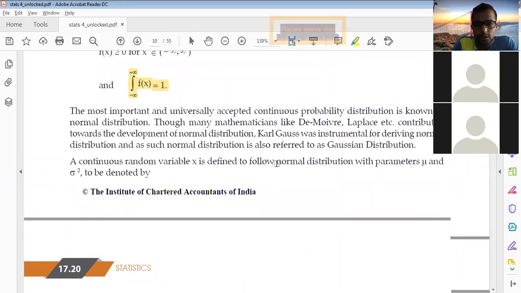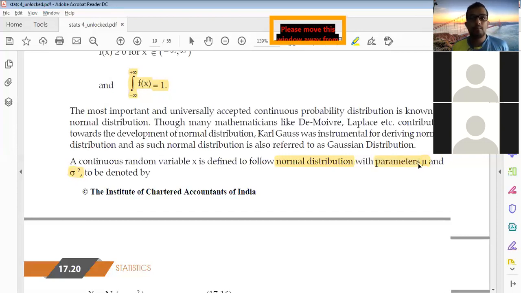Students, normal distribution also has two parameters, which are mu as well as sigma square. Mu is mean, sigma square is variance. Mean and variance.